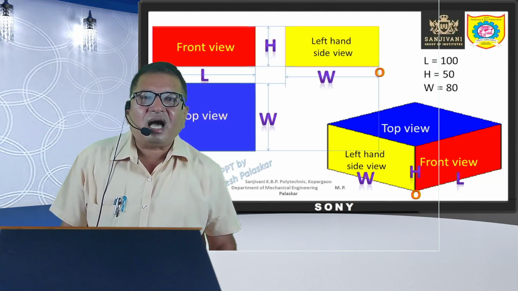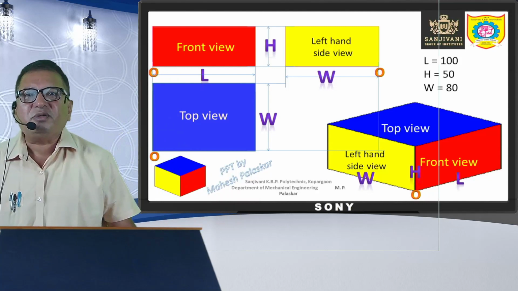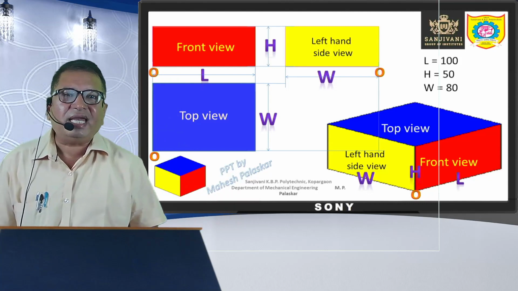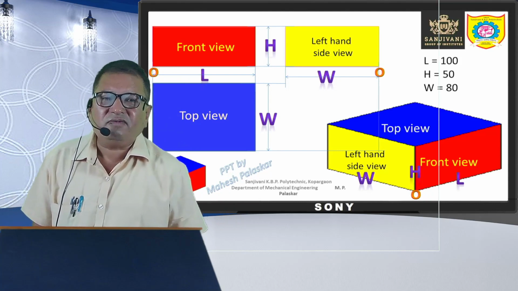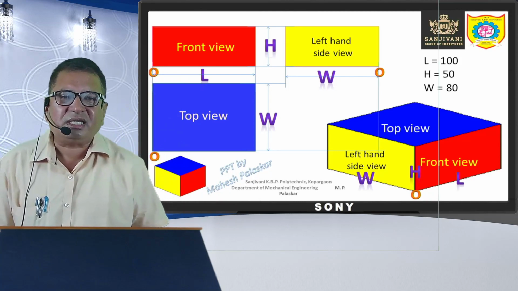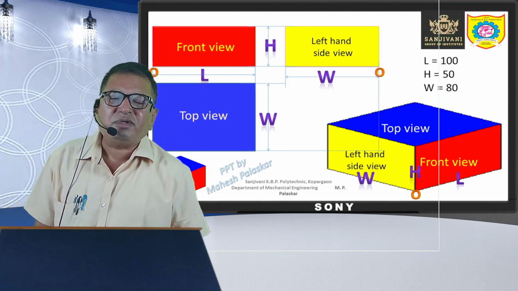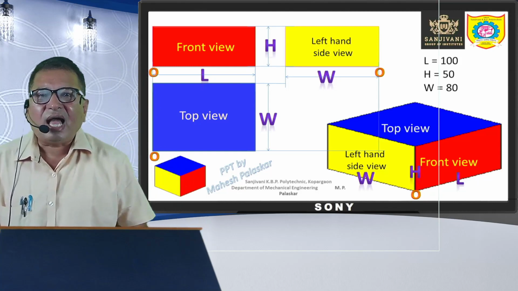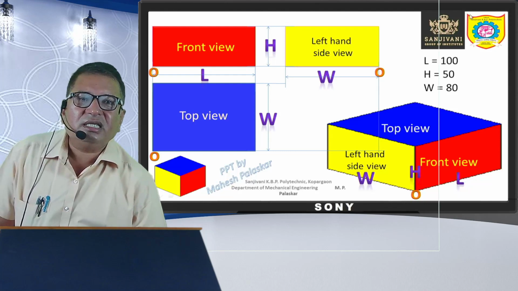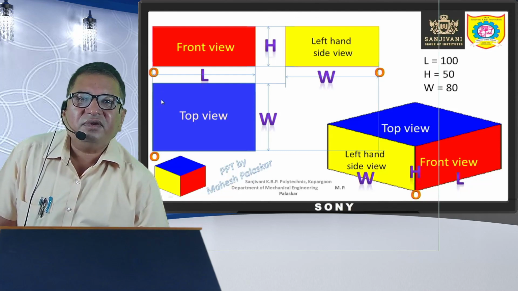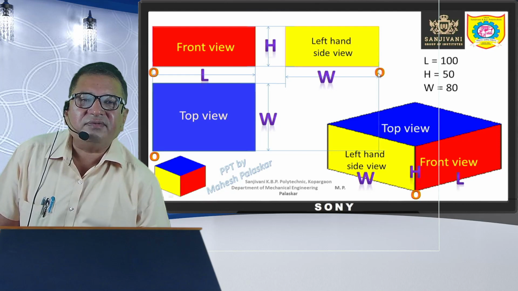Now these are the orthographic projections: front view, top view and left hand side view. So this will be given to you. Whenever you want to draw the isometric projection, the orthographic projections will be given to you along with the point O, which is shown here. You can see this is the point O in the front view, this is the point O in the top view, and this is the point O in the left hand side view.